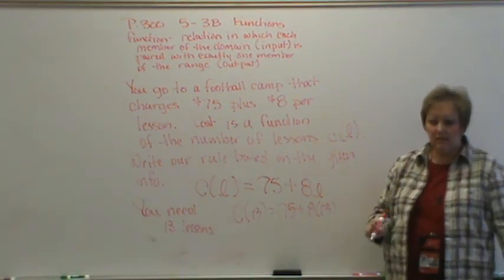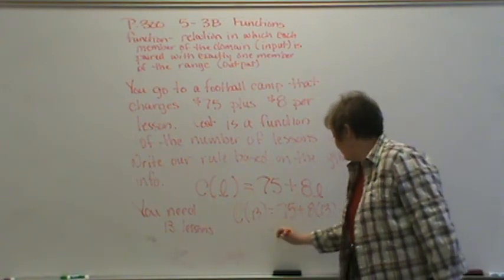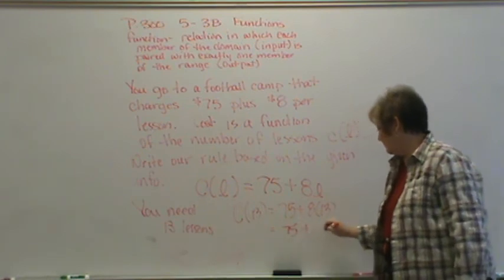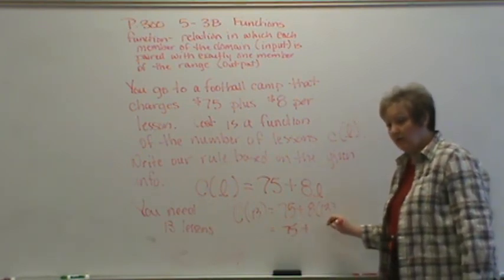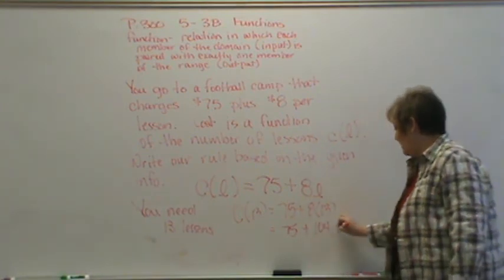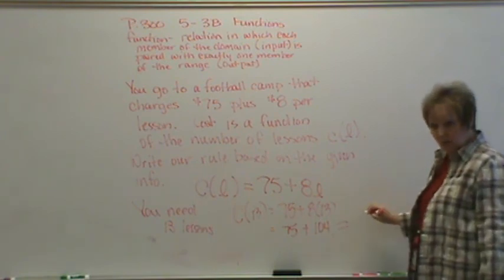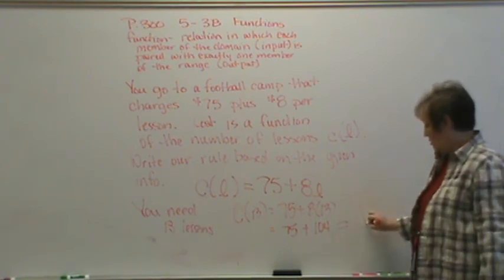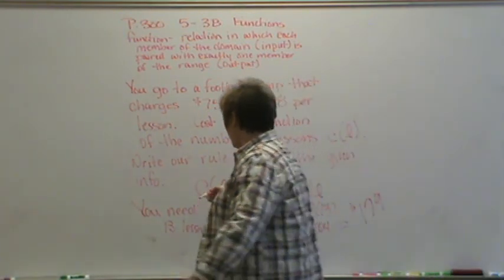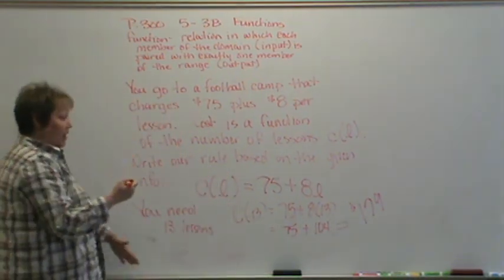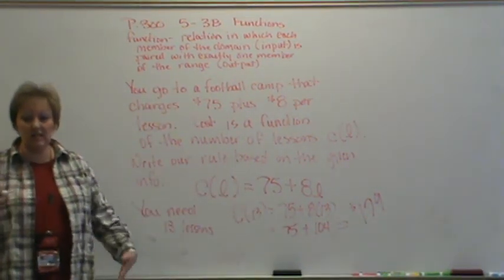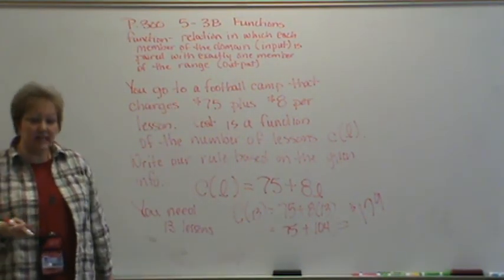So real quick, 179. How did you get it? Added 75 to 8 times 13. What's 8 times 13? 104. And you get that the cost of the lessons was how much? $179. So your answer would be, the cost of the lessons would be $179. The cost is $179 for 13 lessons.